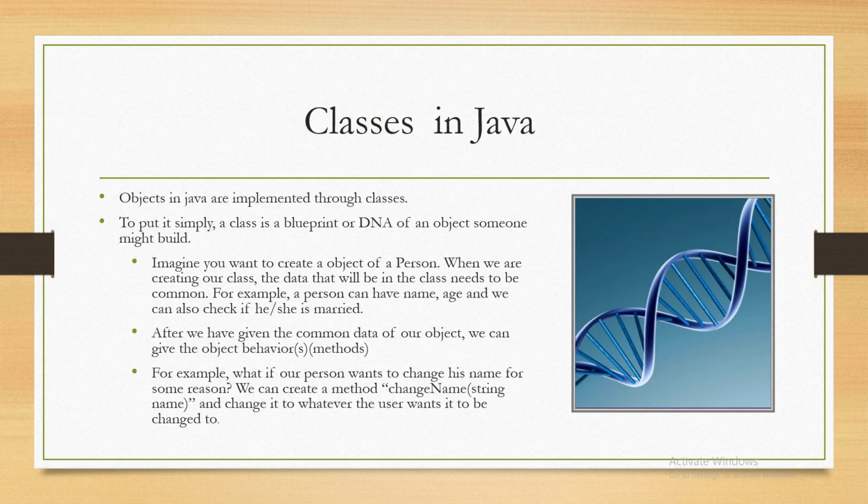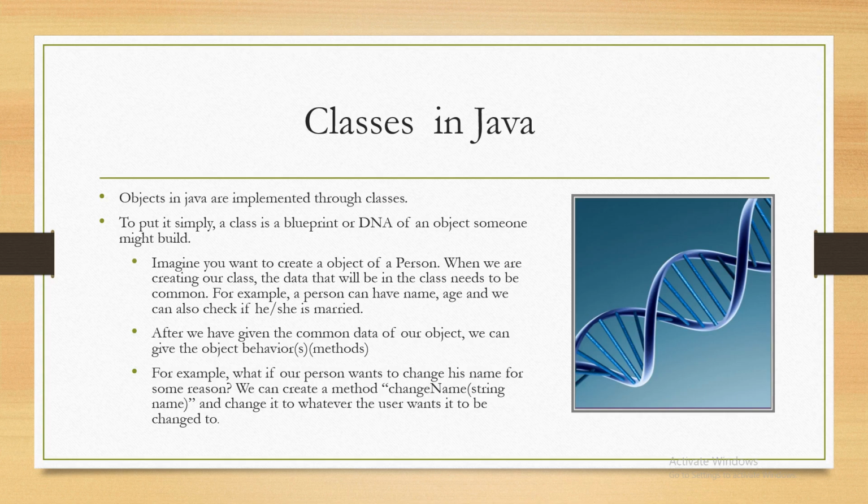So objects in Java are implemented through classes. To put it simply, a class is a blueprint or DNA of an object someone might build. So imagine you want to create an object of a person. When we are creating our class, the data that will be in the class needs to be common. For example, a person can have a name, an age, and we can also check if he or she is married. Maybe you can try to think what else a person can have.